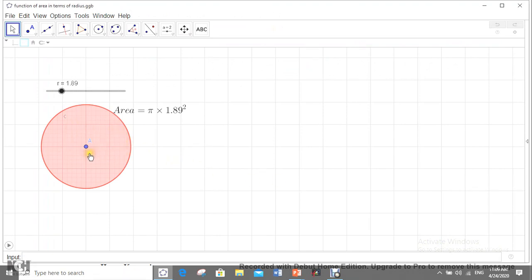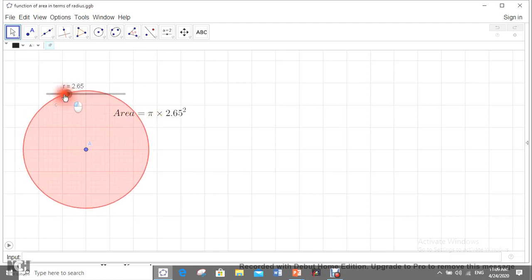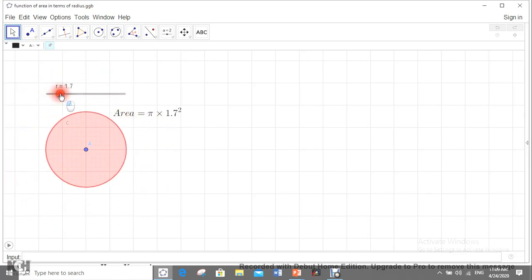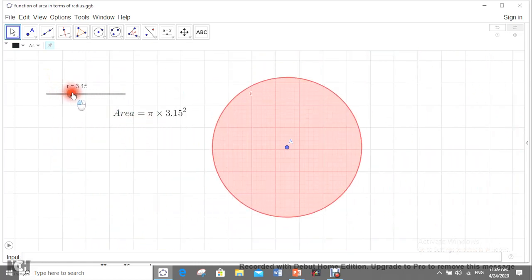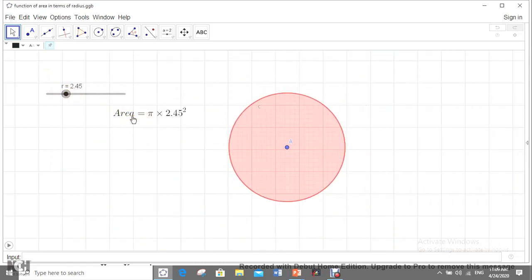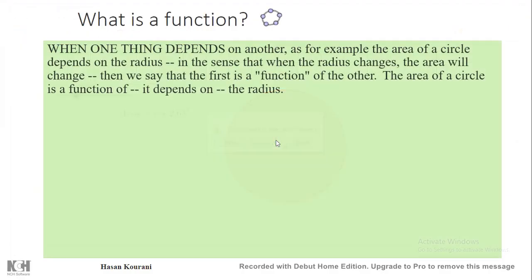As you know, if this is a circle with center A and radius r, the area is pi r squared, and this is the formula for the area. And as you know, the area depends on the radius. As the radius changes, the area will change also in this manner. So we say that in this case the area is a function of the radius. For each radius we have a certain area for this circle or disk, and this is illustrated in these words.